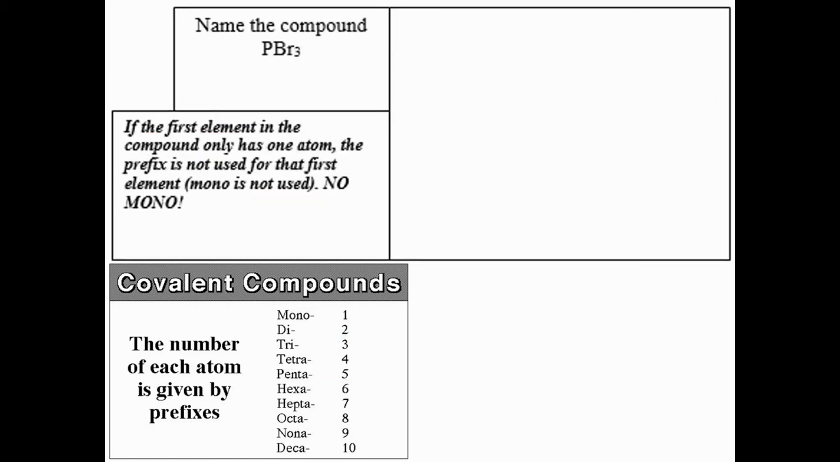Let's do another example. Here we have PBr3. So in this case, you have to pay attention. If the first element is a 1, you don't put mono. If the second element was 1, you would put it. So here we're not putting monophosphorus, we're just putting phosphorus. Tribromide, because there's 3 there. Again, no mono here because it's the first element. That's 1.